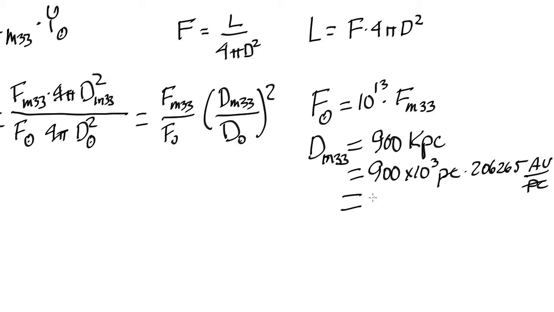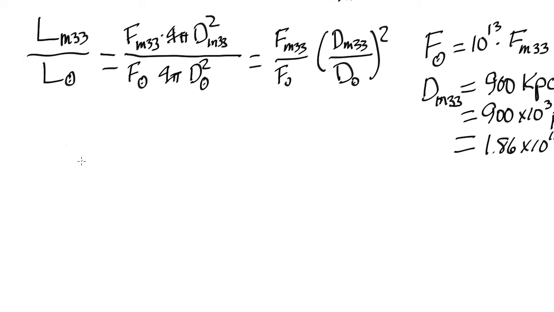And if you do that calculation, you find it's 1.86 times 10 to the 11 astronomical units. Now we have all of the ingredients to measure the luminosity of M33 in units of solar luminosity. So L, the luminosity of M33 compared to the sun, is equal to the ratio of the fluxes, which we can see there is 1 over 10 to the 13, and the ratio of the distances squared.